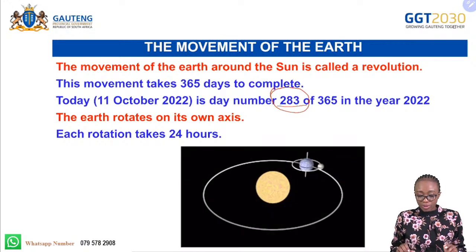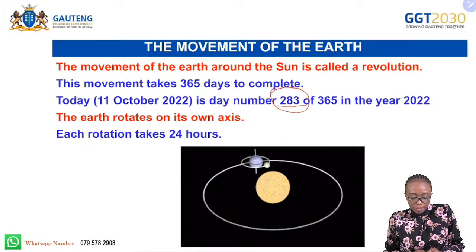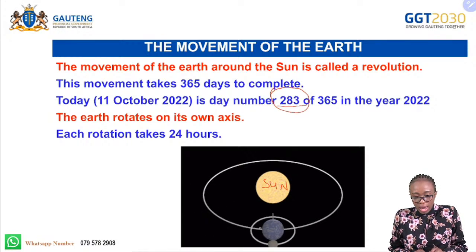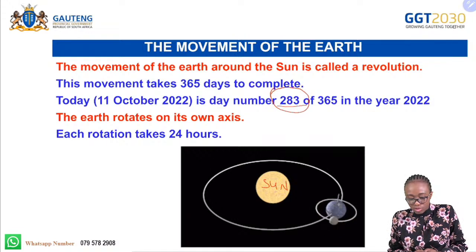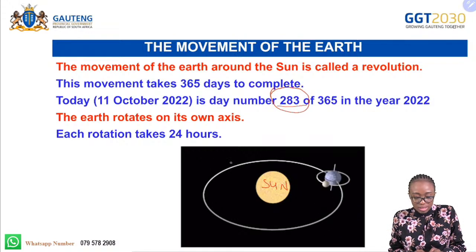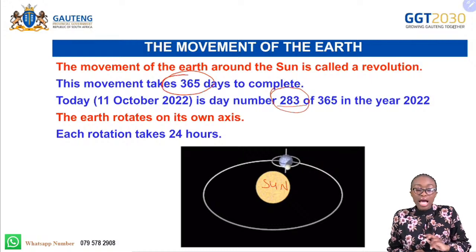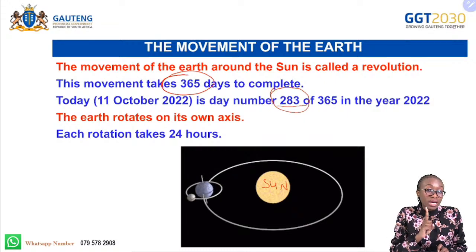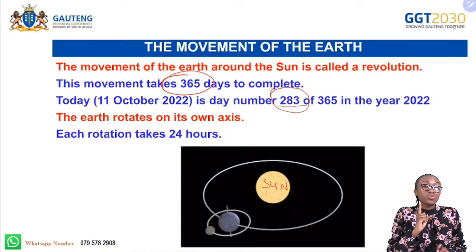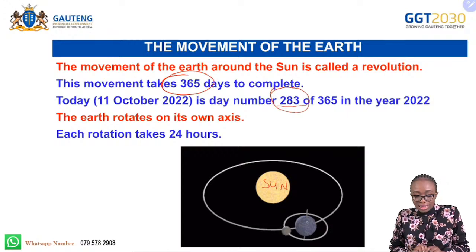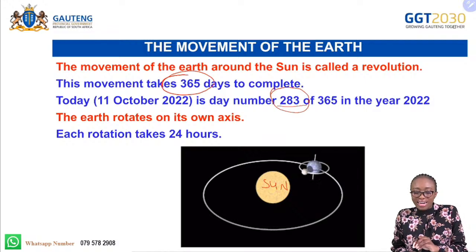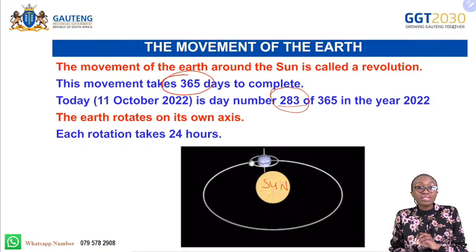I'm going to pull up a picture here. So this is the sun, and this moving globe here is the earth. As the earth is moving here, this movement around the sun takes 365 days, which is equal to 1 year. So it takes the earth 1 year to revolve around the sun.